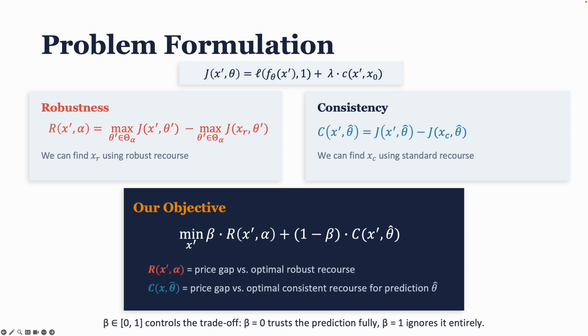Our objective, shown in the dark box, minimizes a weighted combination: beta times the robustness plus 1 minus beta times consistency. R of x prime, alpha is the price gap versus the optimal robust recourse, and C of x, theta hat is the price gap to the optimal consistent recourse. Beta in the interval 0 to 1 controls the trade-off. When beta equals 0, we trust the prediction fully. This is pure consistency. And when beta equals 1, we ignore the prediction entirely, and this is pure robustness.